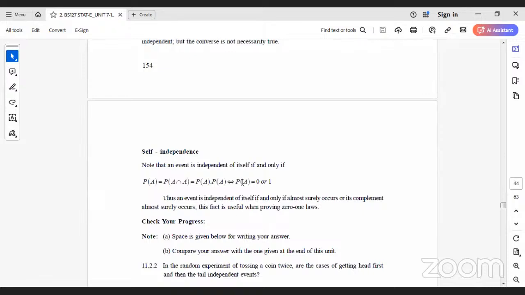Self-independence. Note that an event is independent of itself if and only if P of A intersection A equals P of A into P of A, therefore P of A is equal to 0 or 1. Thus, an event is independent of itself if and only if it almost surely occurs or its complement almost surely occurs. The fact is useful when proving the zero-one law.